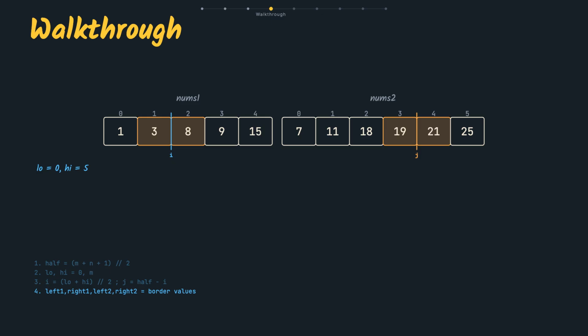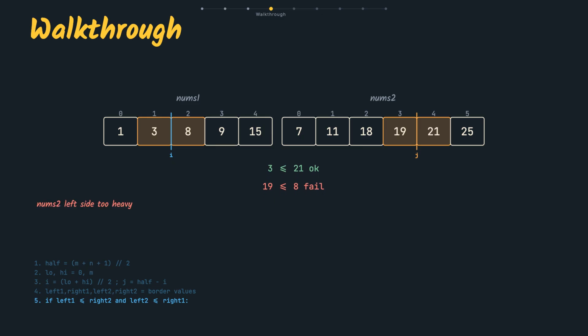Now the 4 border numbers. First array, left edge 3, right edge 8. Second array, left edge 19, right edge 21. Check 1. Is the first array's left edge 3 less than or equal to the second's right edge 21? Yes. Check 2. Is the second array's left edge 19 less than or equal to the first's right edge 8? No. 19 is way too big.